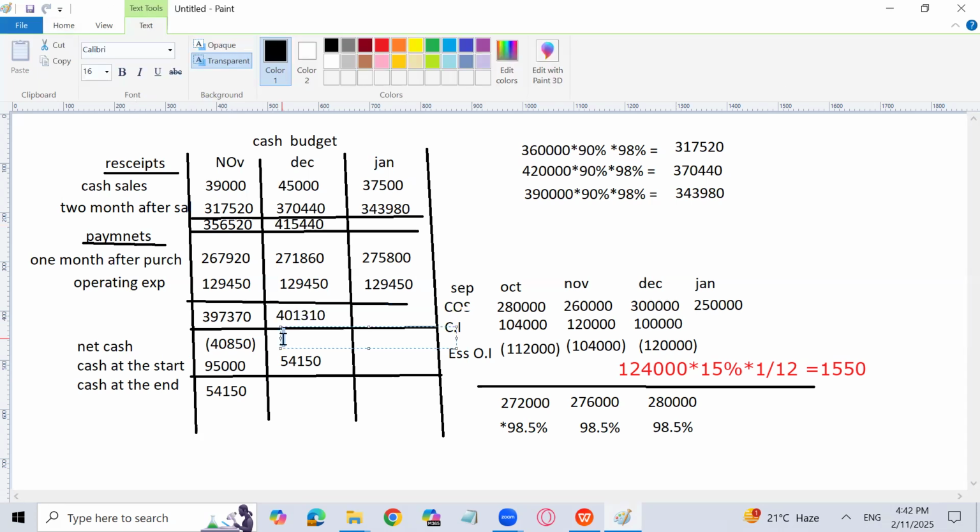14,130. 14,130. 6,828. 6,828 is the total cash at the end. Next again the payments. 405,250. Nice. 2,377. And the cash at the start is again 68,280, and cash at the end is going to be.